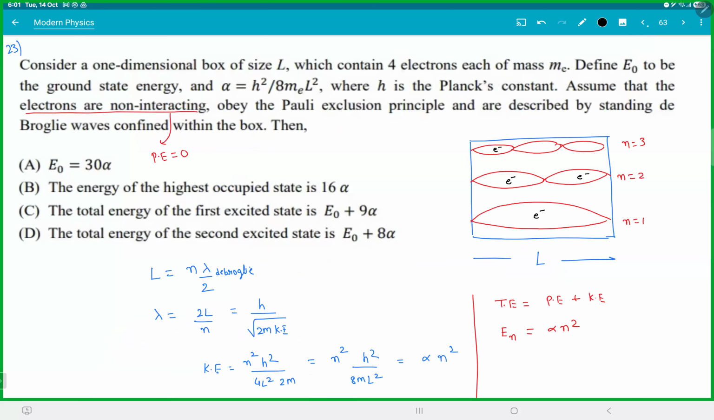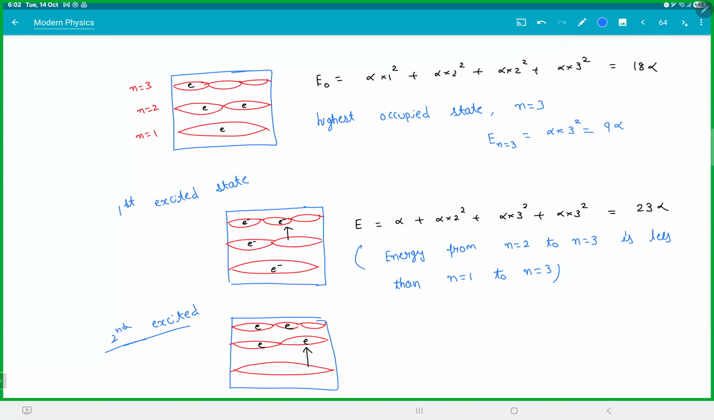Did you observe in these orbits, the higher you go, the energy is increasing higher and higher. In our regular orbits, it used to be 1 by n square. Here it is into n square. So the higher the orbit, the more energy difference is coming up. So the electrons will try their best not to go as high as possible.